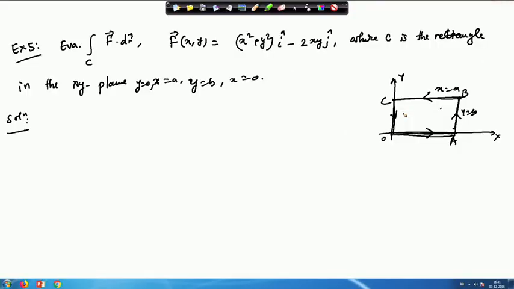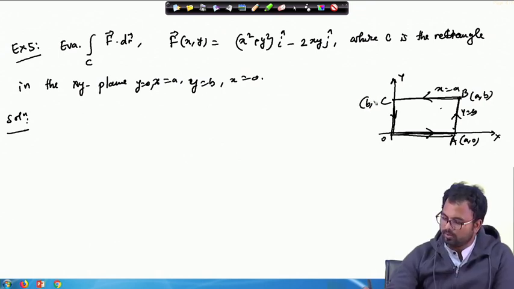So, we were given a vector function and we had to find out the line integral of this vector function f along this rectangle. We have assumed that the orientation is in this way: OA, AB, then BC and CO. Let me write these points: A is (a, 0), this is AB, and then this is B.